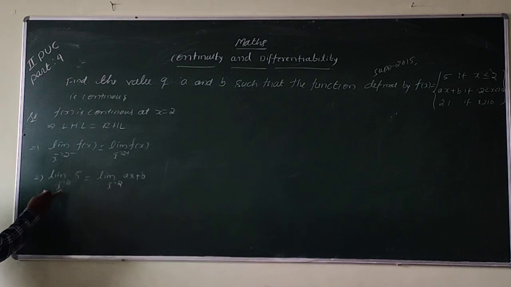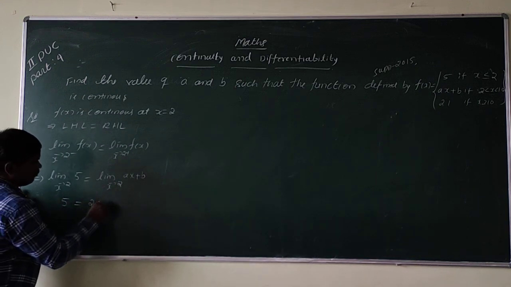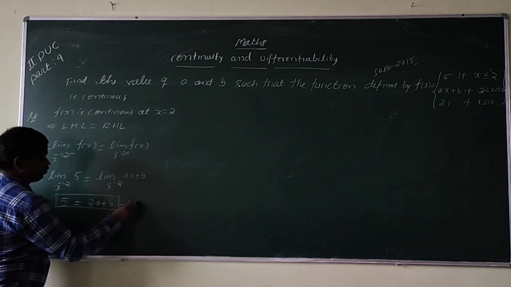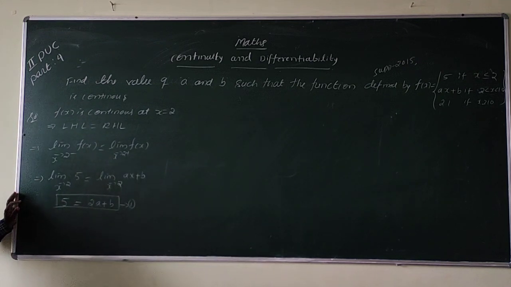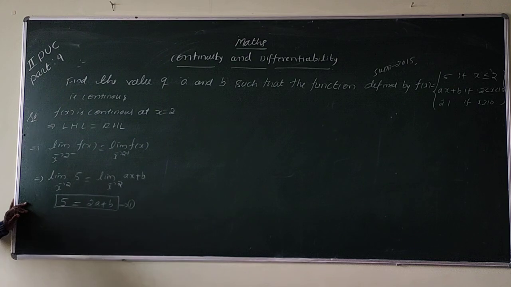Okay, so apply the limit. The limit of a constant function is constant, so that is equal to 5. Applying the limit on the other side, we get 2a plus b. Take it as equation number 1. Here two variables are there, two values, and we need to find out the value of both. So take it as equation number 1.